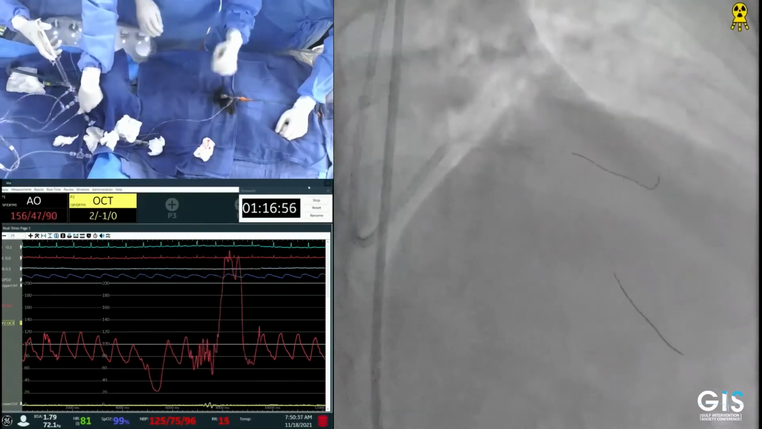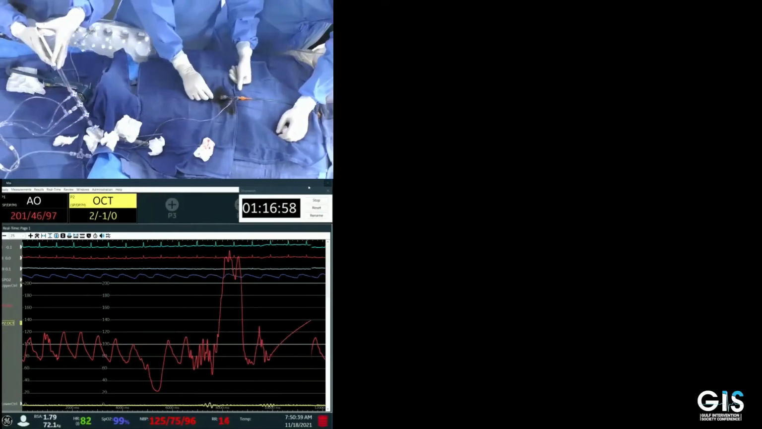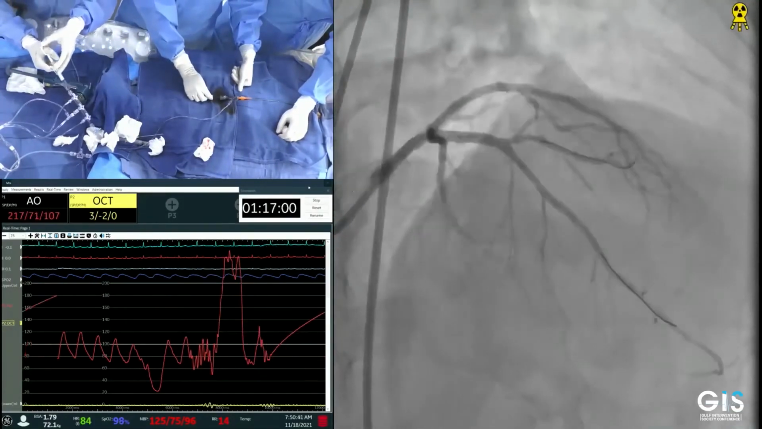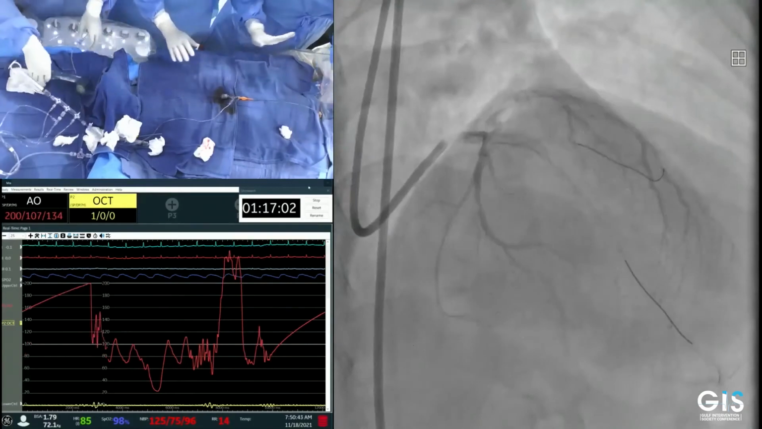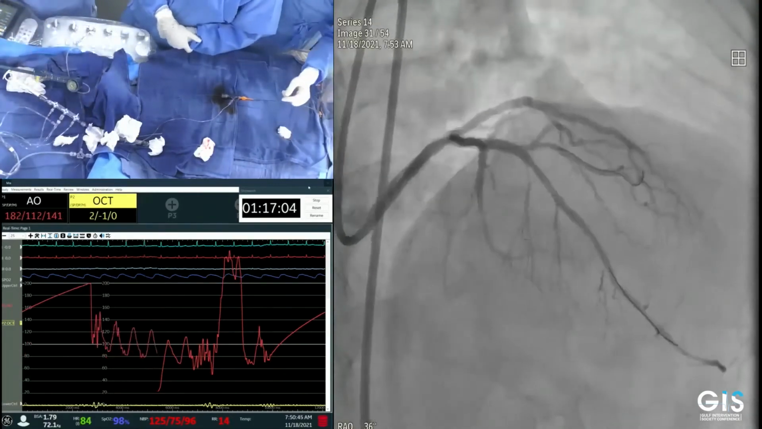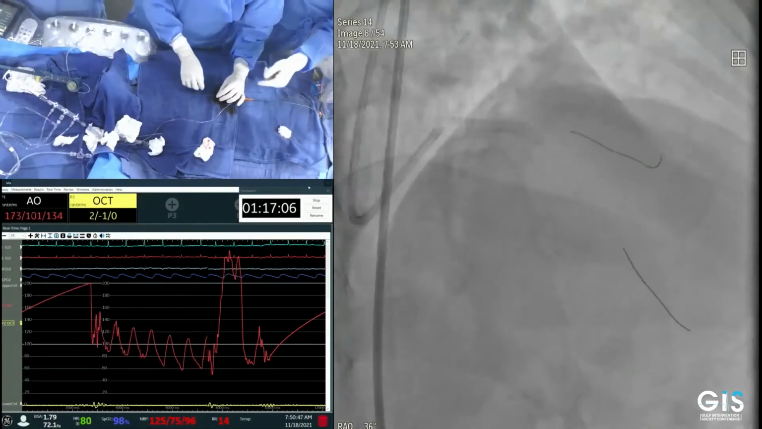Okay, ready? Back to your point, Dr. Abdullah, when we say provisional stenting, it doesn't mean one stent. Provisional means you do it and leave everything alone, but two stents is still an option. We just didn't take it off the shelf. OCT of the LAD? Yeah, LAD.